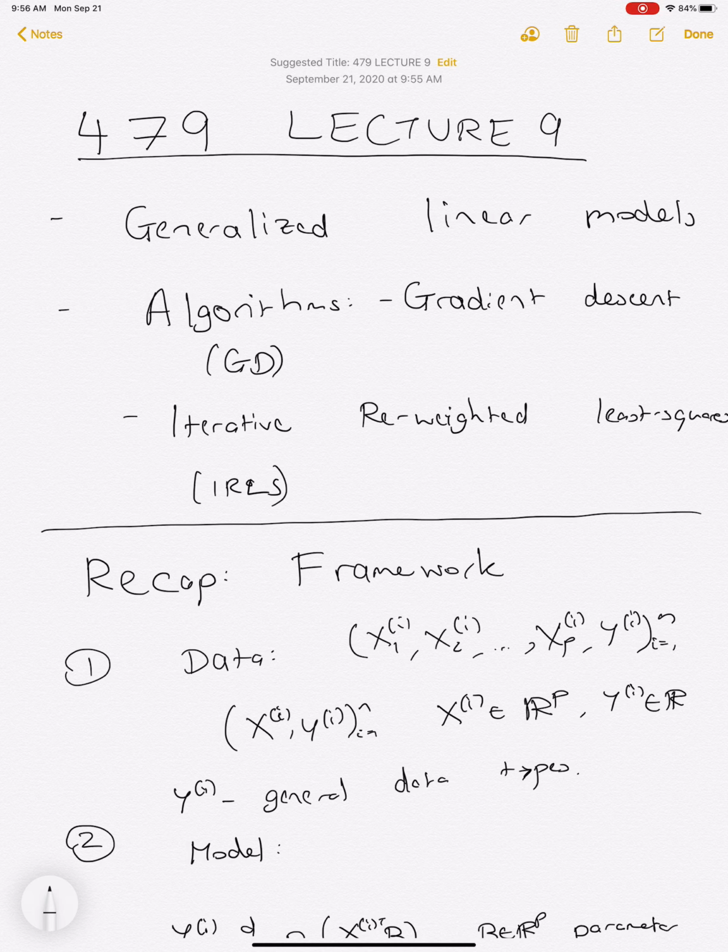So today we're in the middle of our discussion on generalized linear models, and the focus today is going to be on algorithms in particular. How do we actually find the maximum likelihood estimates for generalized linear models? In particular, I'll talk today about two widely used algorithms: the gradient descent algorithm, and another interesting iterative algorithm, iterative reweighted least squares, and I'll use the acronym IRLS. So I'll talk about both of those algorithms today.